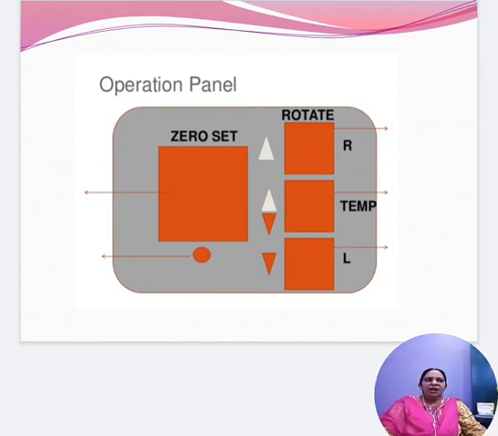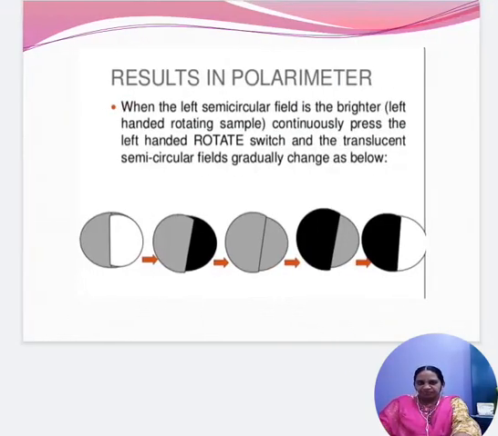The front operation panel appears like this. You have the zero set and the rotating dial. You can rotate it either to the right side or the left side. When it is dextro-rotatory, it is towards the right, the clockwise direction, and when it is anti-clockwise, it is towards the left, and it is called the levorotatory direction.